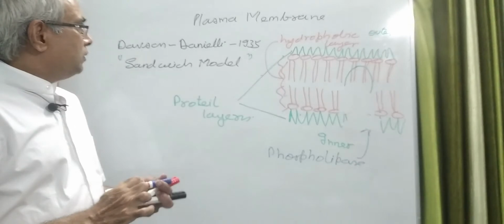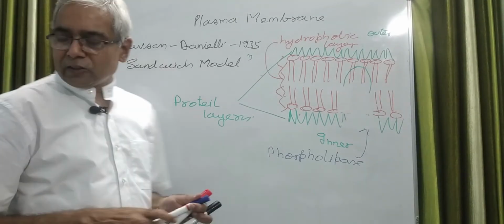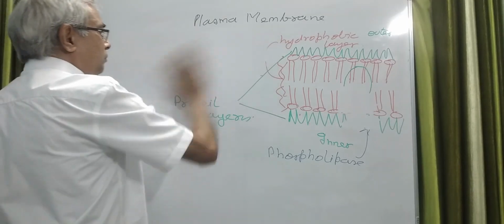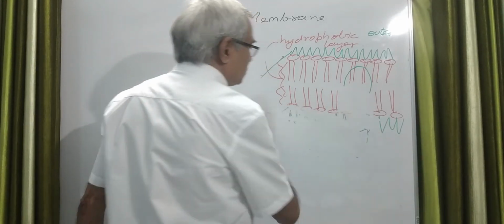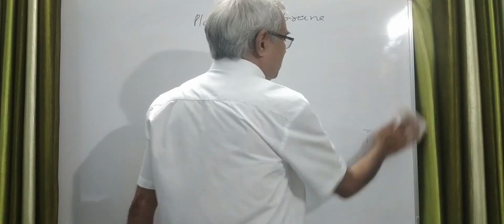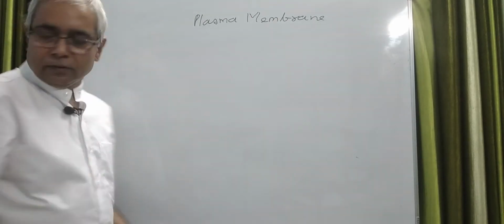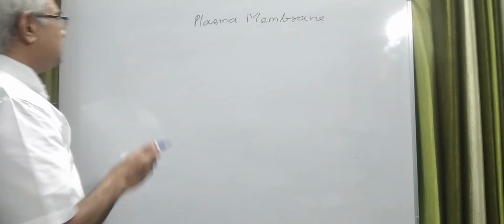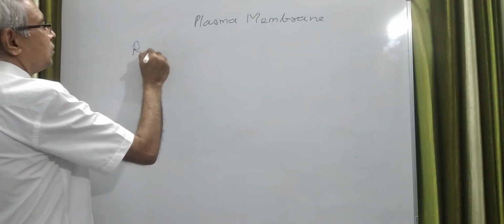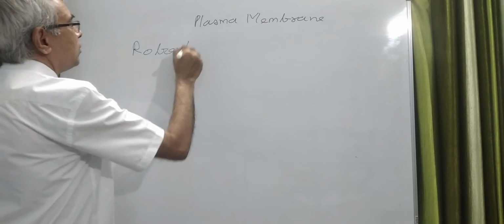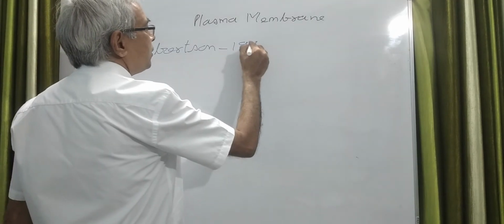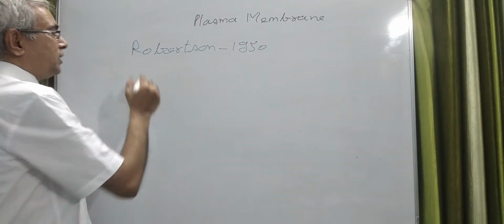Then in the 1950s, when the electron microscope was discovered, at that time another model was proposed by Robertson to explain the structure of plasma membrane. Robertson in 1950 proposed a trilaminar model.